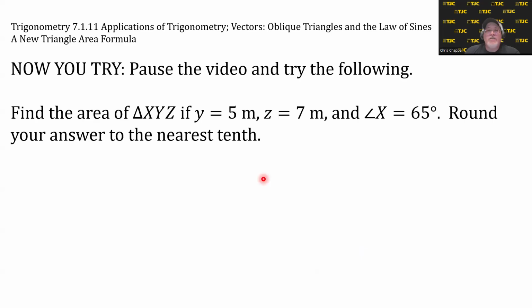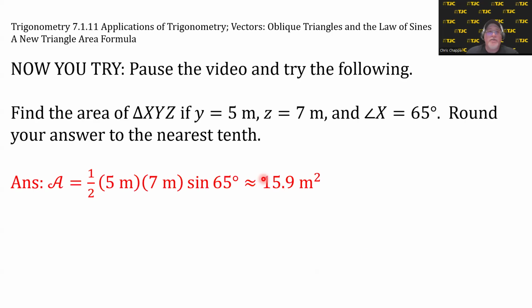All right, if you haven't paused the video and tried the problem yet, here's your fair warning. Solution in 3, 2, and 1. The angle is included between the two sides, so the area is 1/2 times 5 times 7 times sine of 65 degrees, and I only asked for the approximate answer, and it's about 15.9 square meters.